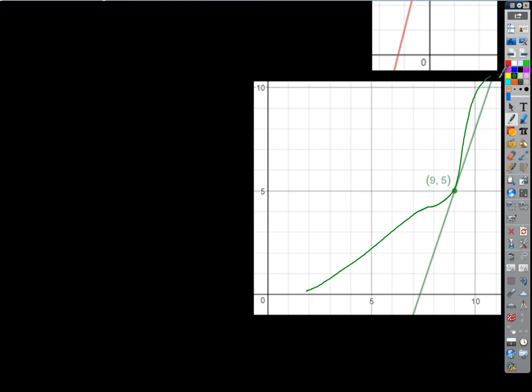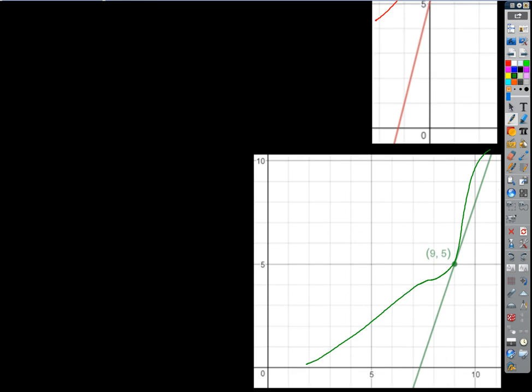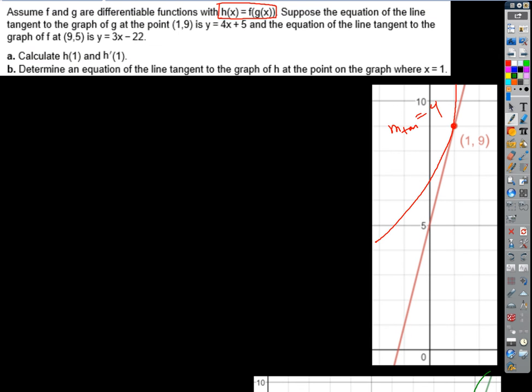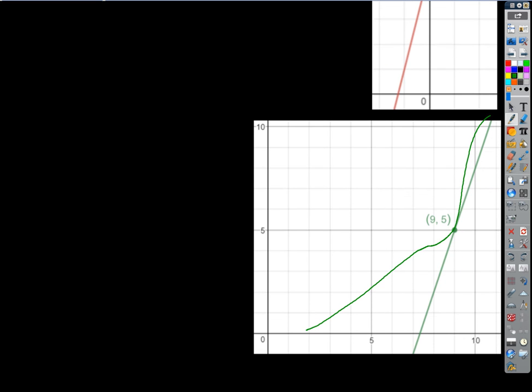Okay, thank you. So we know that the slope of this line is going to be 3, right? Because the tangent line to the curve there is 3. Okay, so.